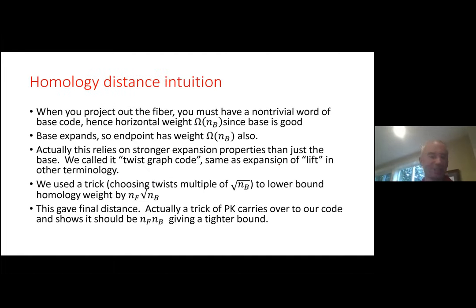For the homology distance, which is the other kind of distance, the one I wrote the other way, there's a similar kind of intuition that I wrote before, but then this relies on proving expansion properties of not just that the base is expanding, but that something else we call twist graph code, but it's the same as other expansion properties considered, is also expanding, and that can be used to bound the distance in the homology case.